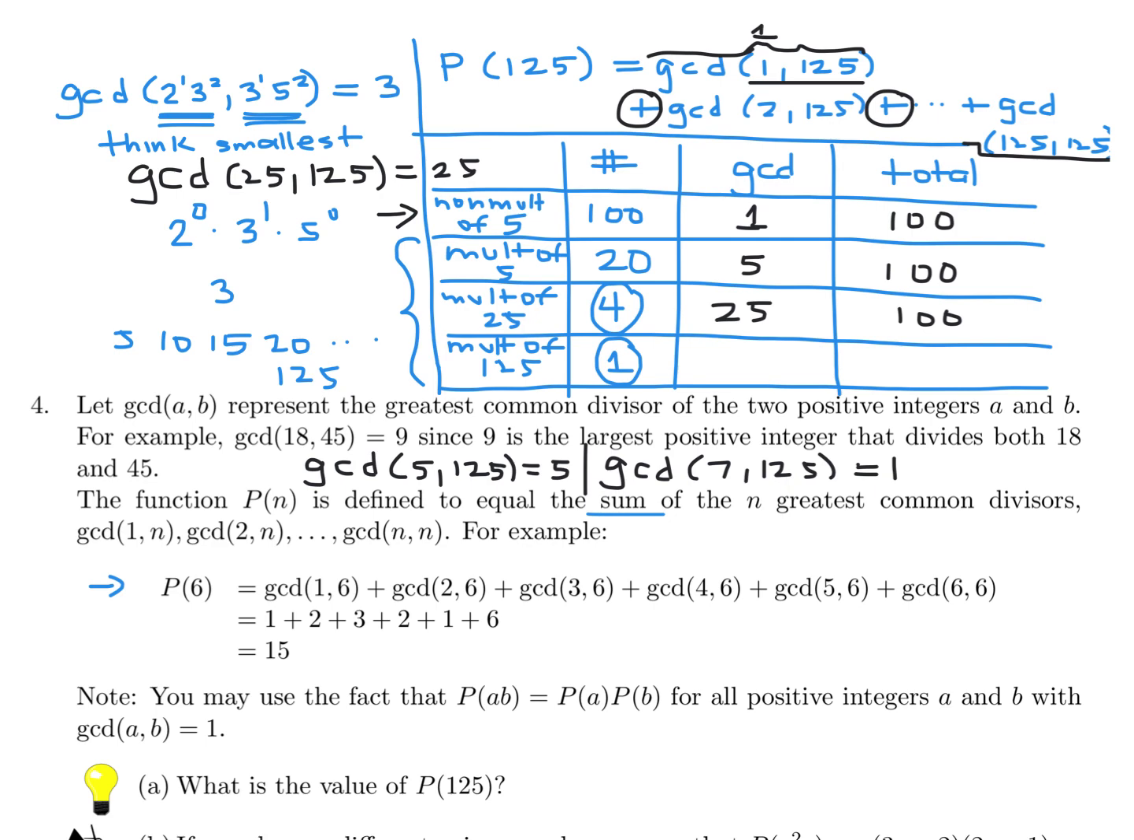And then the last one, GCD of 125 and 125 is 125. And there's only one of them, so 125. And then, of course, we have to total them all. And when you do, you get 425. So hopefully, the first question that talks about this gives you an idea of how to progress with this question once we get to parts B, C, and D.